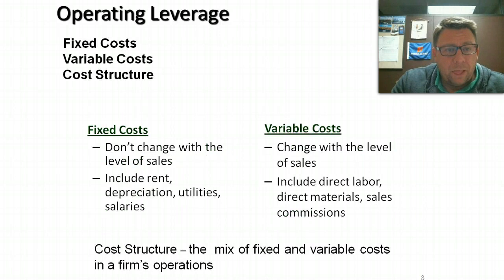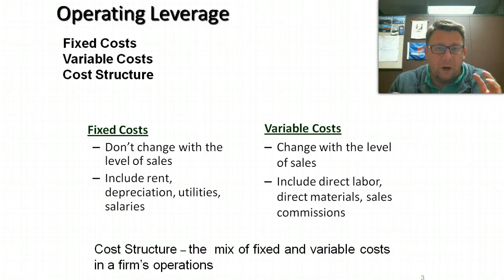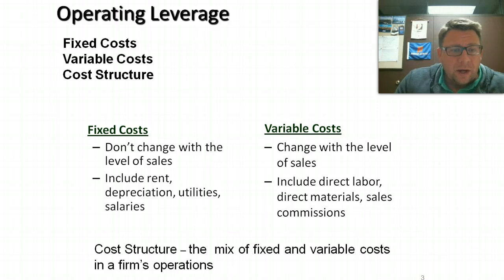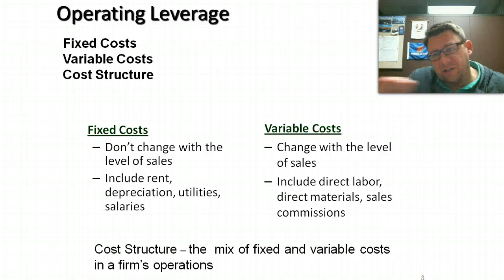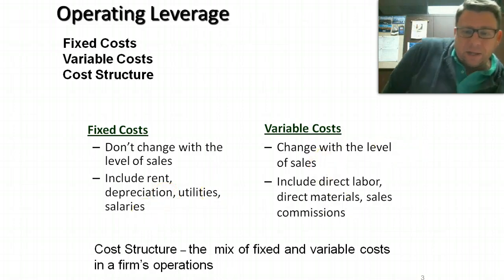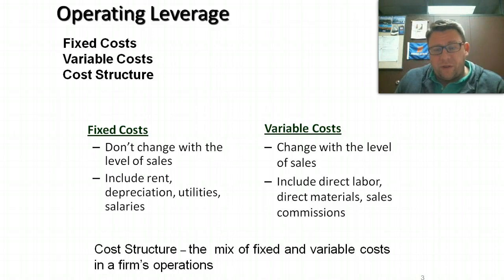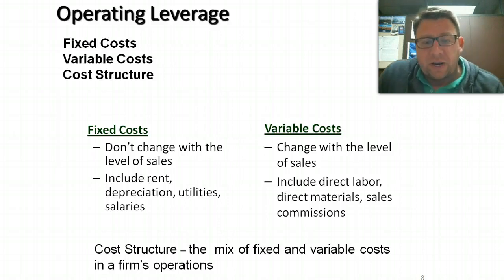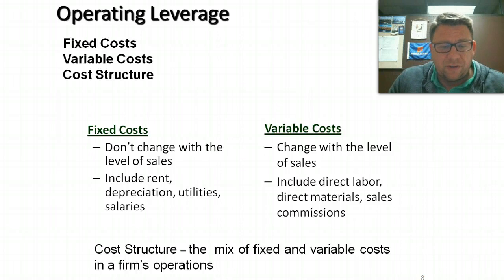So operating leverage, as you recall, deals with our cost structure, our mix of fixed costs and variable costs. Fixed costs, you recall, do not change with the level of sales. So our fixed costs are the same regardless of our volume. These include things like rent expense, depreciation, utilities, salaries. Variable costs do change with the level of sales: direct labor, materials, commissions, things like that.